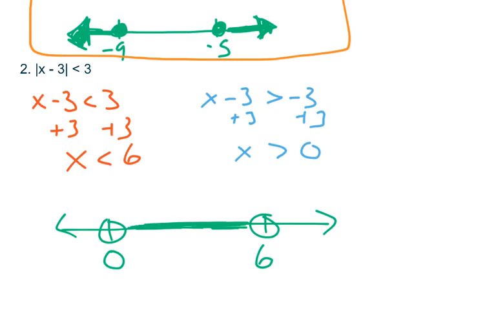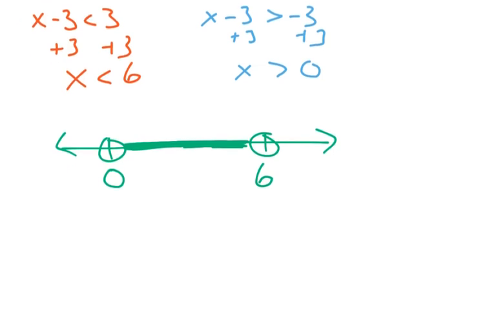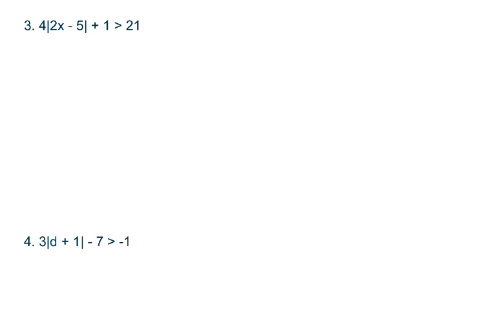So our solutions are in between 0 and 6. This would be an AND inequality. If you want to rewrite it as just one condensed inequality, we start with our small number, our variable in the middle, our big number, and we've got less thans in between both of them. Let's try something a little more difficult.